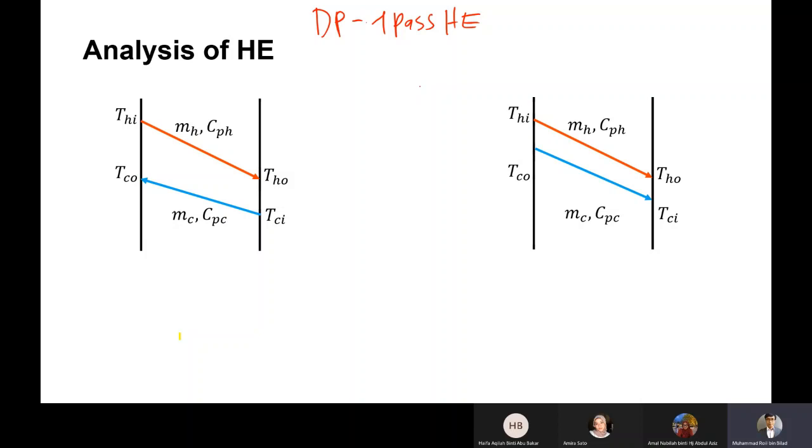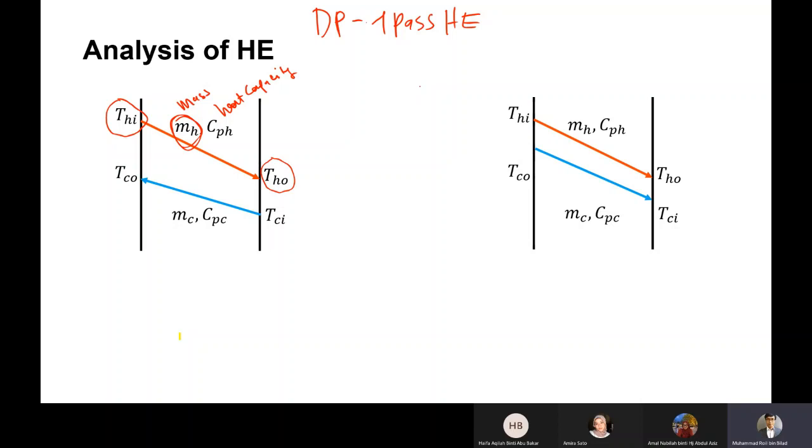Okay, so the hot liquid comes in here at temperature T hot in, and because heat is taken out from the stream, it exits the heat exchanger at a lower temperature, which is T hot out. And in doing so, we need to flow a certain mass. So this is the mass flow rate, and each fluid has an important property, which is the heat capacity. So this is the mass, and this is the heat capacity.